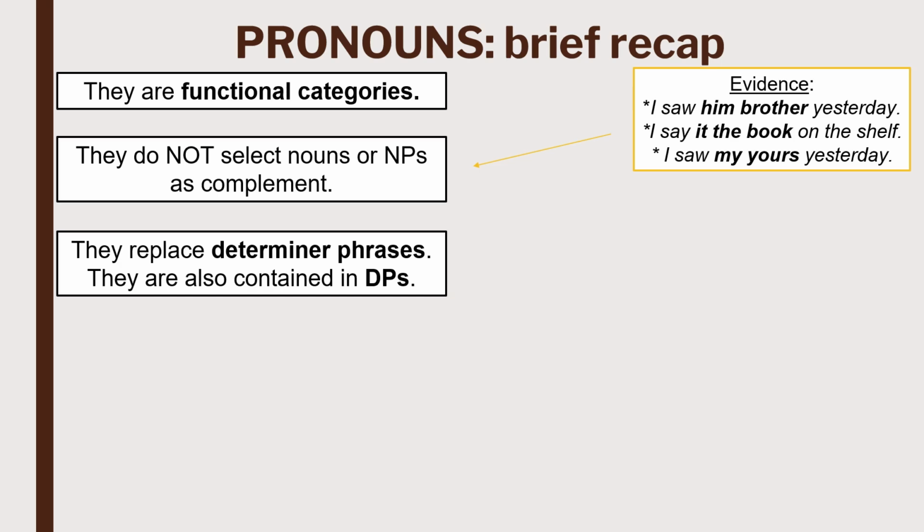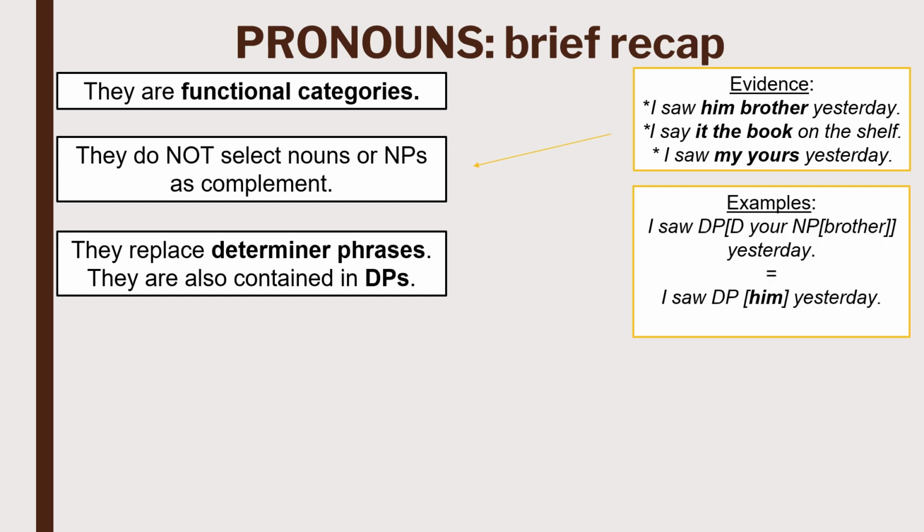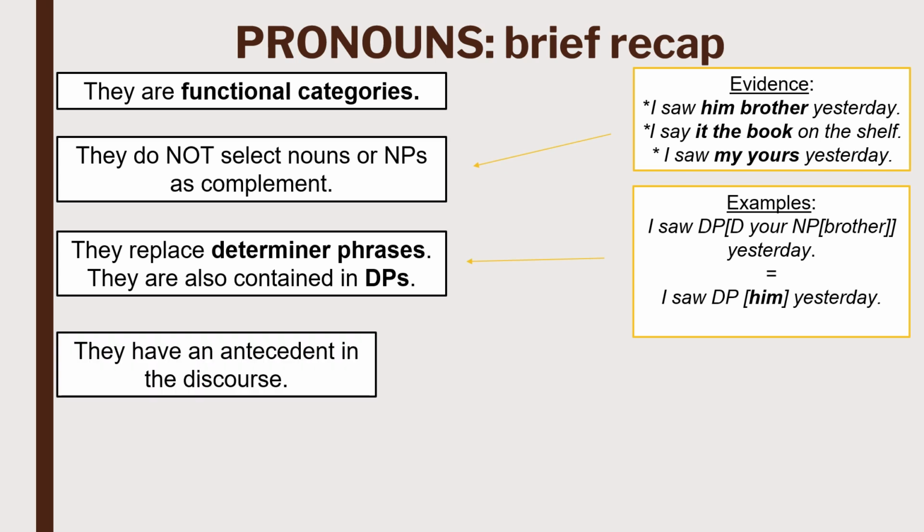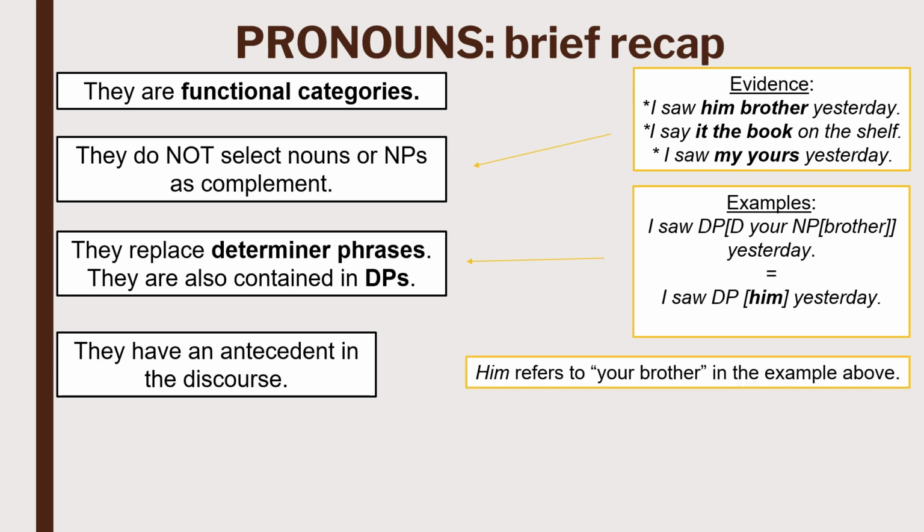This is because pronouns replace determiner phrases, so they are also contained in the DPs. So let's take, I saw your brother yesterday. In here, as we can see, the DP, your brother, is replaced by the personal objective pronoun him. How can we see this? This is so because pronouns have an antecedent in the discourse, and in this case, him refers to your brother.